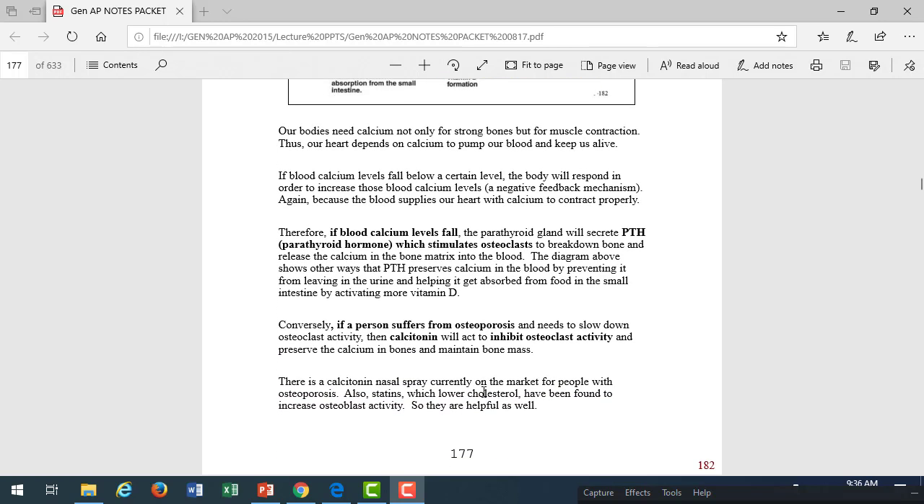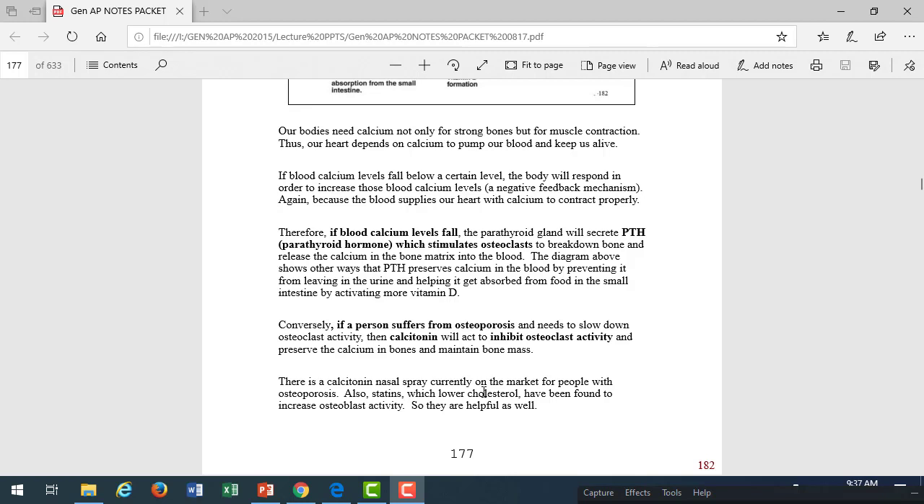So if a person has osteoporosis, is it good for them to have increased parathyroid activity? No, because it's the bone breaker. If we have osteoporosis, do we want to further break down bone? Definitely not, right? So people with osteoporosis will take a calcitonin nasal spray. I forget the name of it now. I haven't worked in the nursing home in a long time. But calcitonin is the hormone that acts opposite of parathyroid hormone, and that is the bone maker. Calcitonin inhibits osteoclast activity, but it's not as powerful as parathyroid hormone.